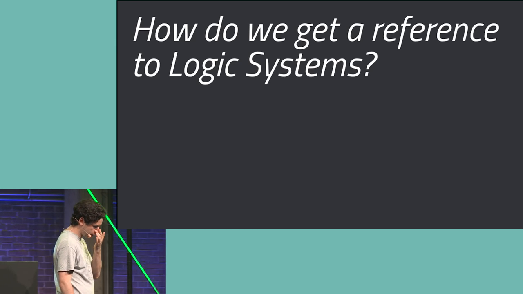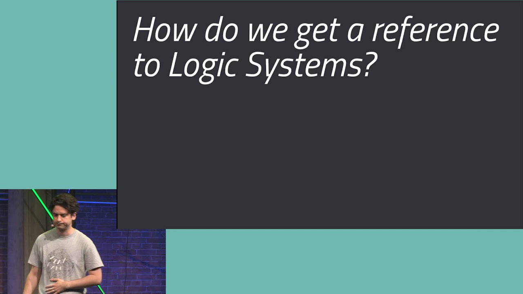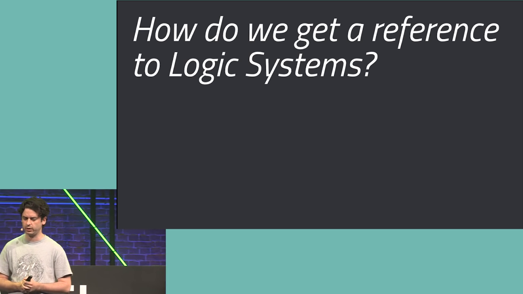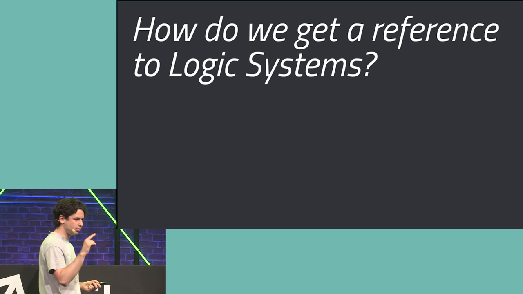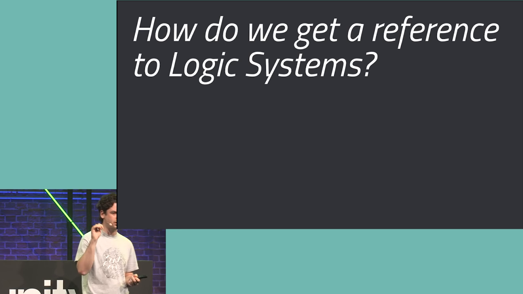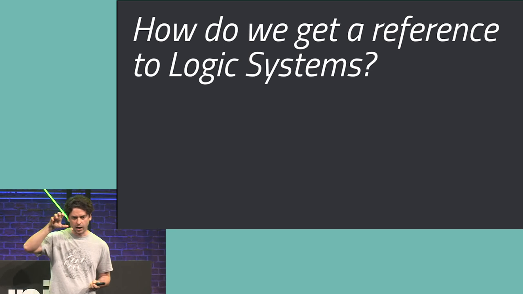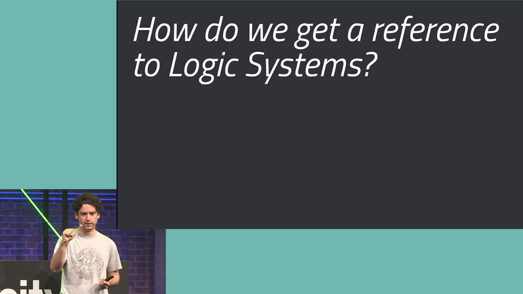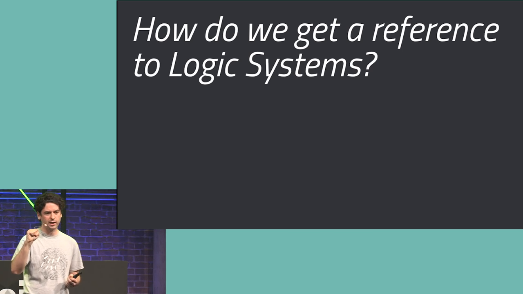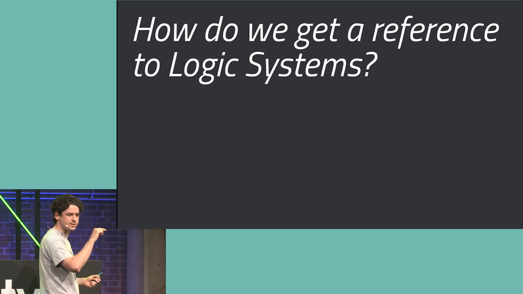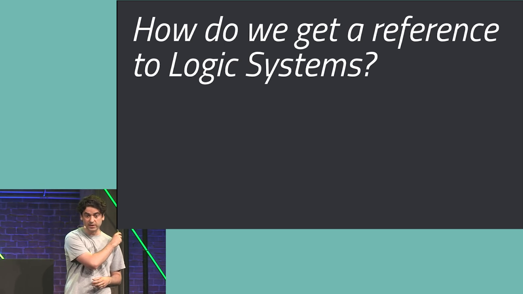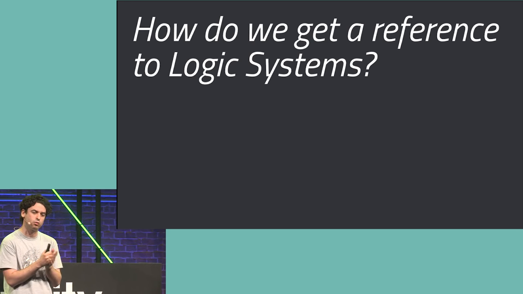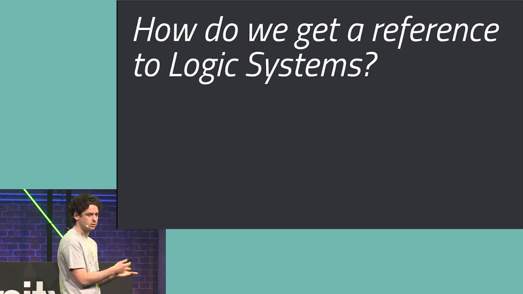Now, how do we get a reference to a logic system? Why is it generally a problem? Because we try to be very strict about dependencies between systems. We would like to think of systems just as single responsibility elements, which do only one thing. For this, we would like to not have dependencies between systems. But in this case of the replay system, we would like to replay the logic system. We would like to have a reference to the logic system.